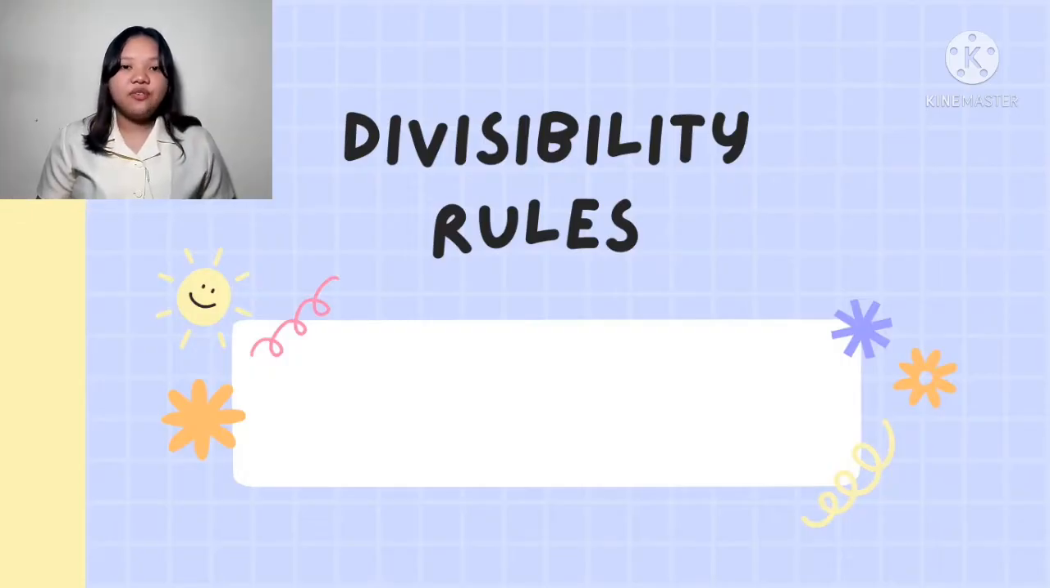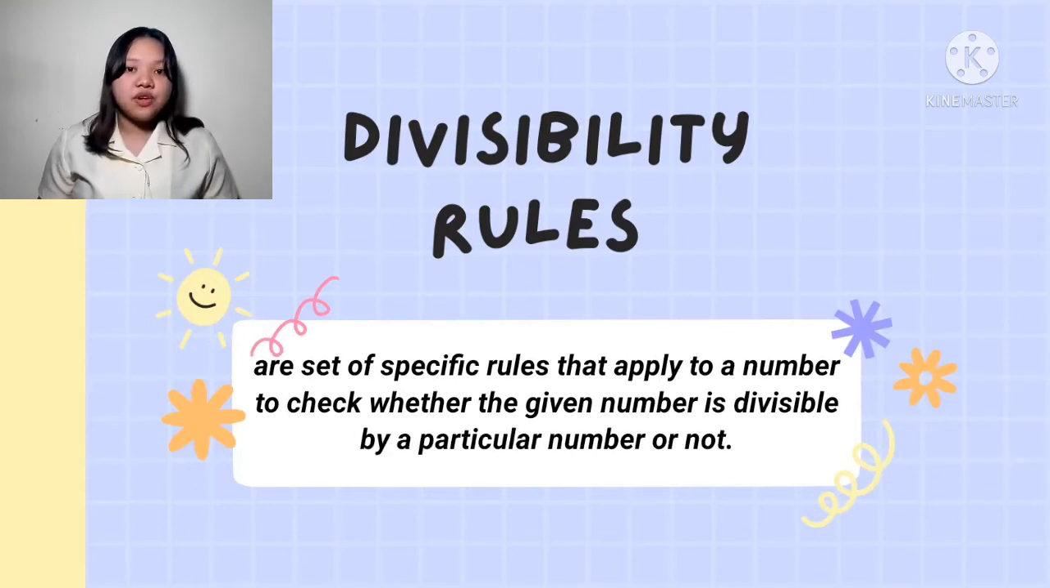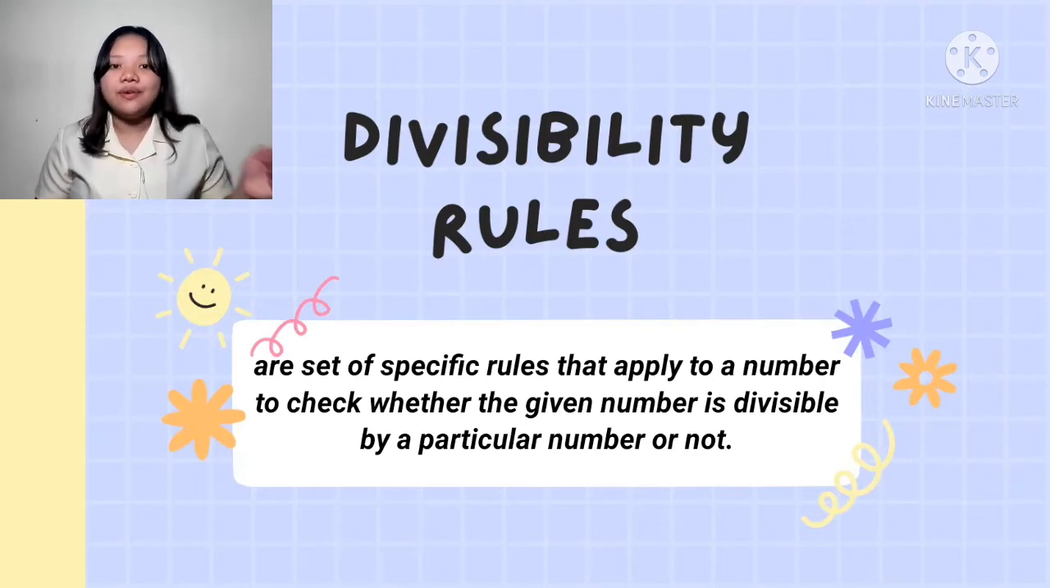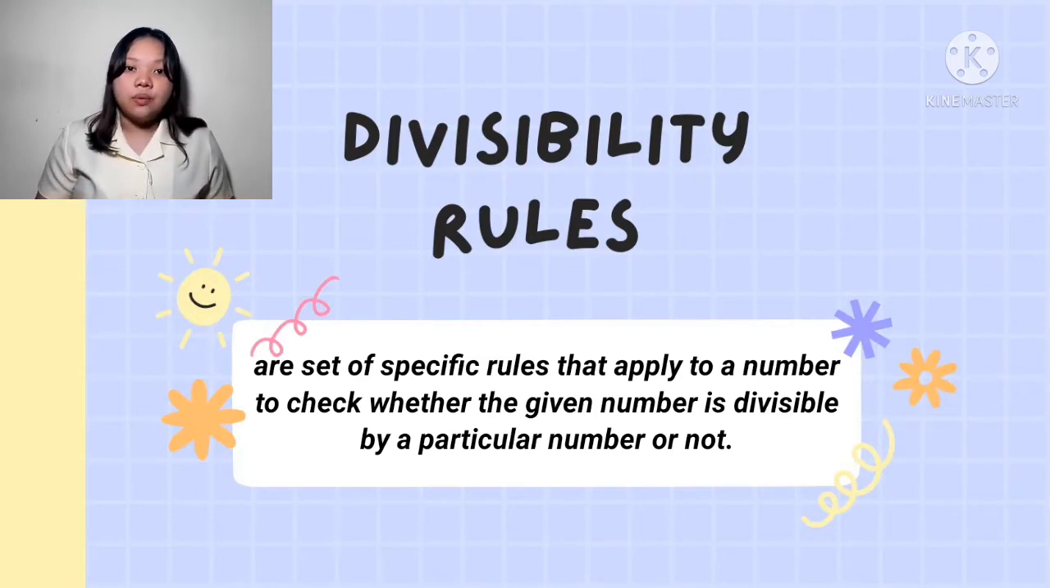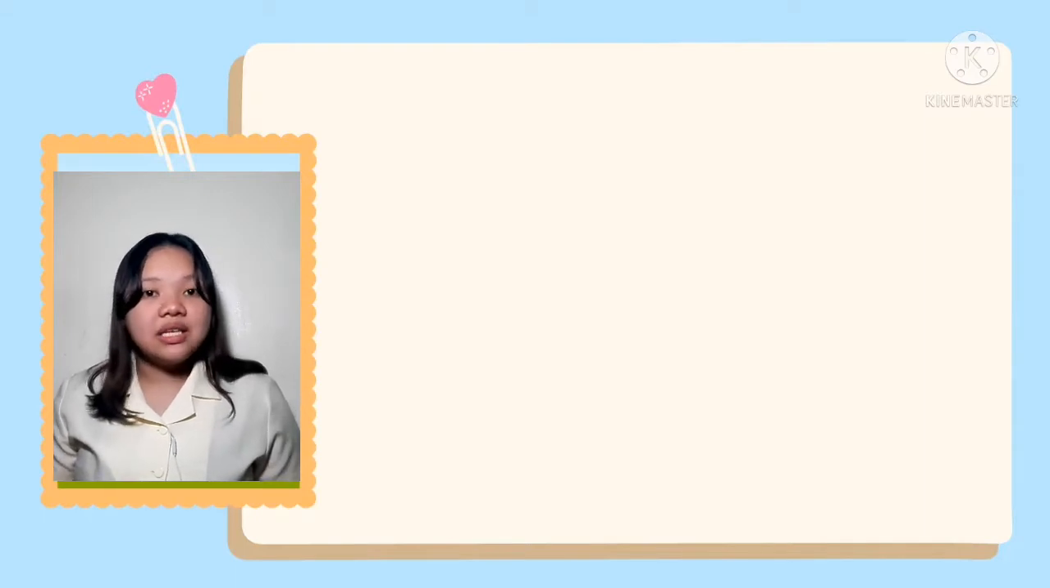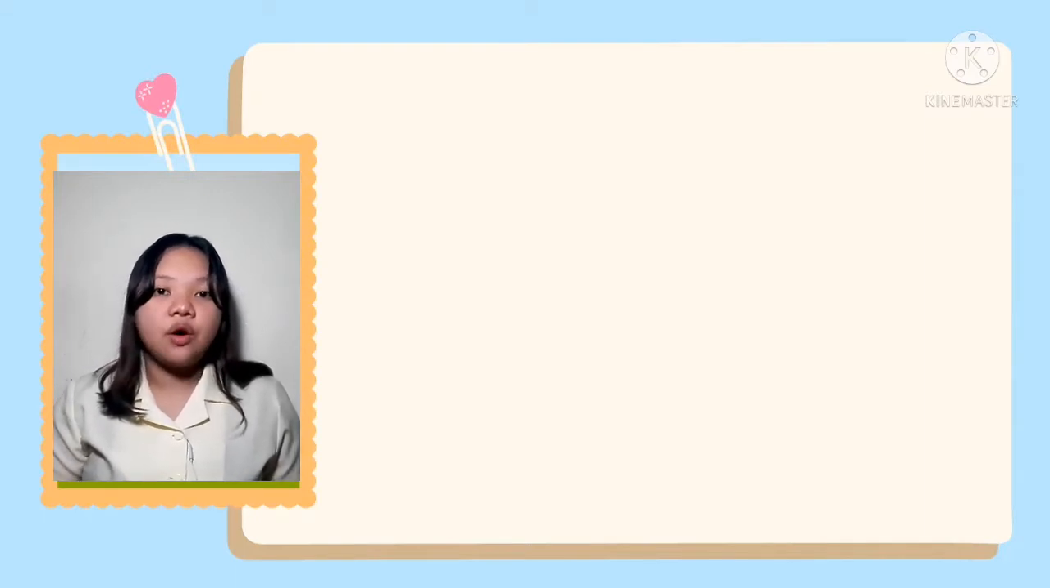So now let us define what a divisibility rule is. Divisibility rules in math are sets of specific rules that are applied to a number to check whether a number is divisible by a particular number or not. Simply, when you divide one number by another, the result is a whole number, therefore there is no remainder. So now let us move to the divisibility rules of 2 to 13.